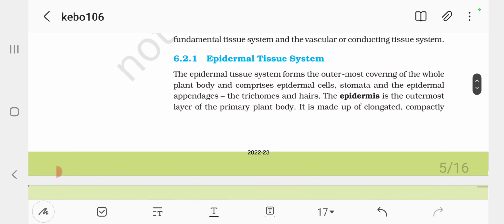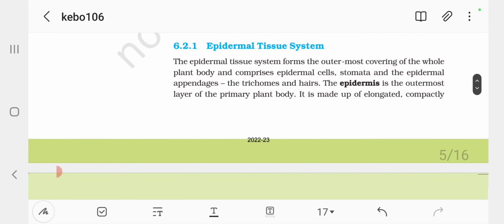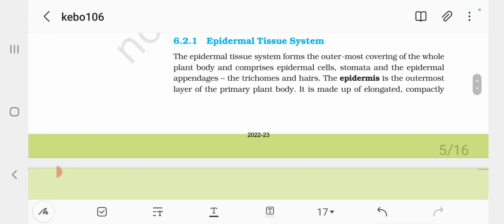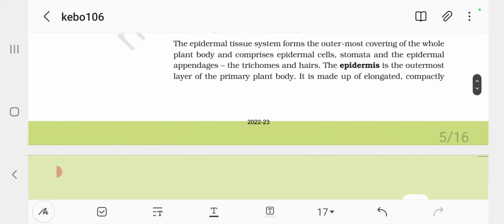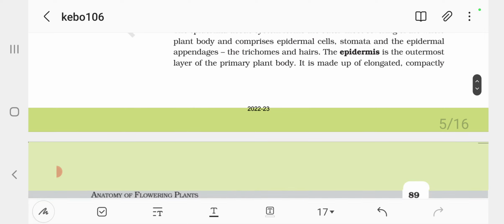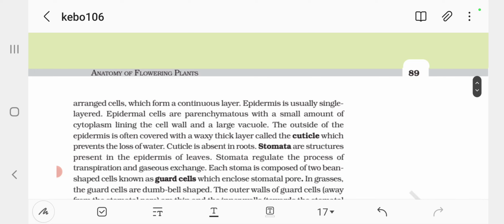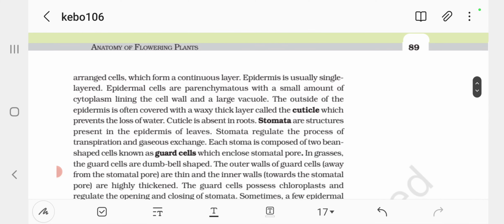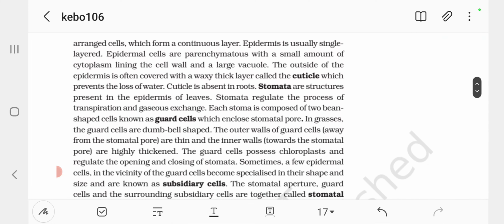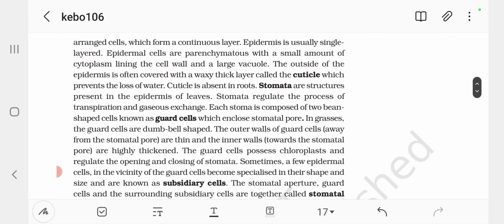6.2.1 Epidermal tissue system. The epidermal tissue system forms the outermost covering of the whole plant body and comprises epidermal cells, stomata, and the epidermal appendages, the trichomes and hairs. The epidermis is the outermost layer of the primary plant body. It is made up of elongated, compactly arranged cells which form a continuous layer. Epidermis is usually single layered.